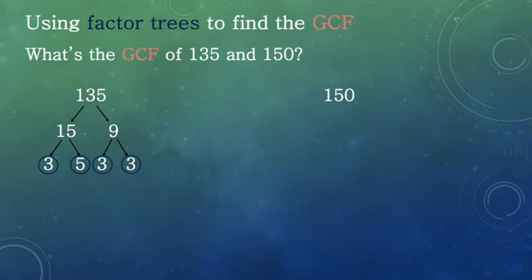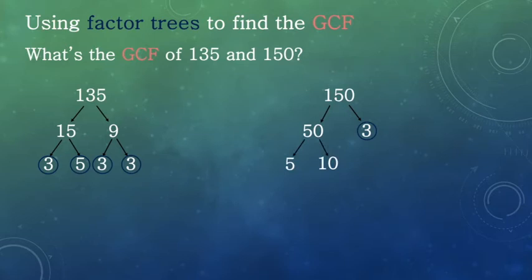And we've finished. All the ends have circles. We know we're done. Let's move on to the 150. Break it down into 50 and 3. 3 is a prime number, so circle that. Now we move on to the 50.